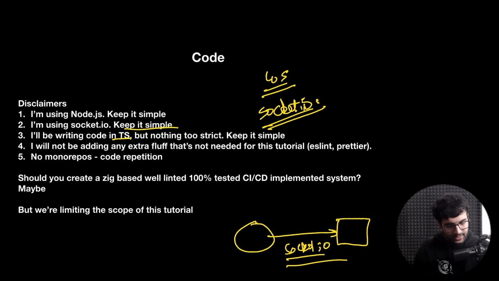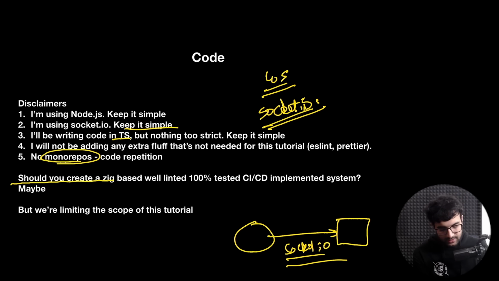I will not be adding any extra fluff like ESLint or Prettier or a bunch of things that you should probably have in a JavaScript project, just to keep the code very minimal, actionable, and easy to understand. Basically, try to limit the number of files that we'll be looking at. Lastly, not writing any monorepos. So if you look at the front end code and the back end code, you will see a lot of code repetition, which you should also optimize for in a better application.